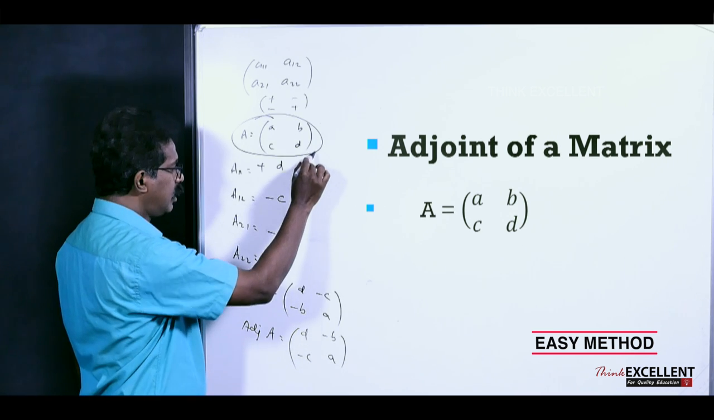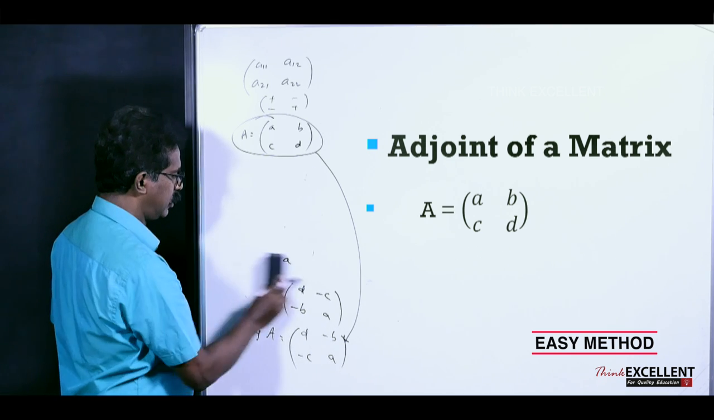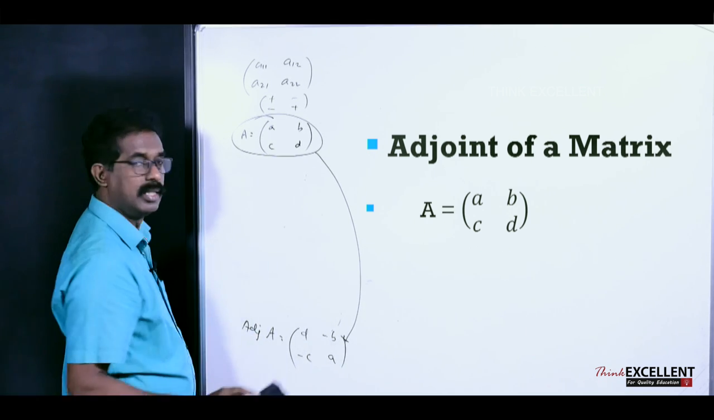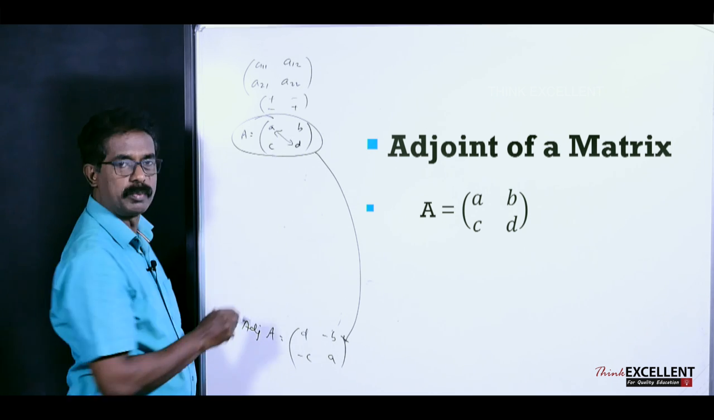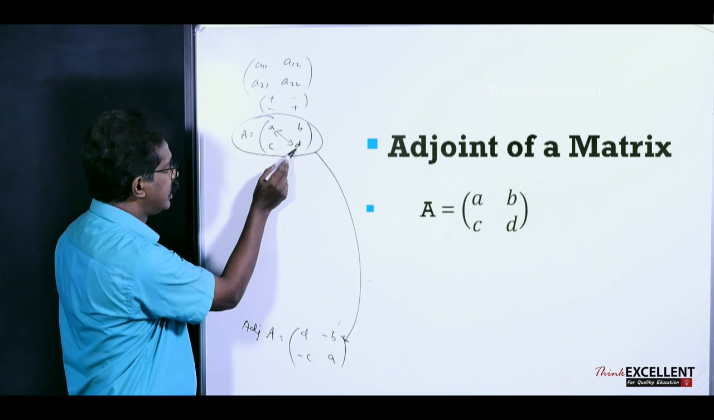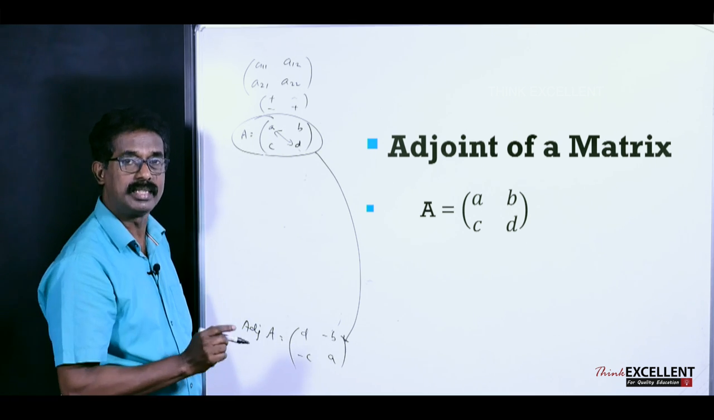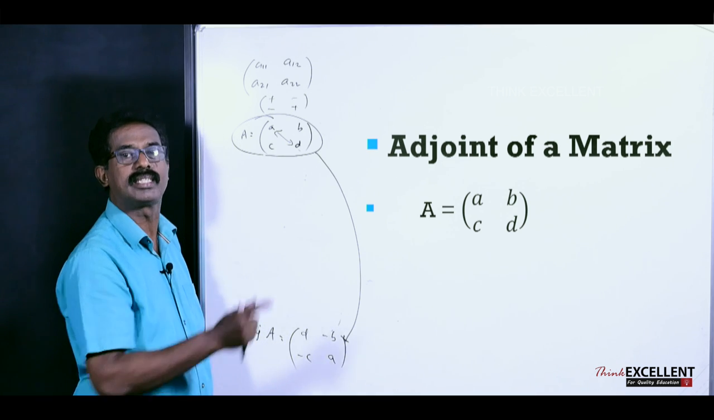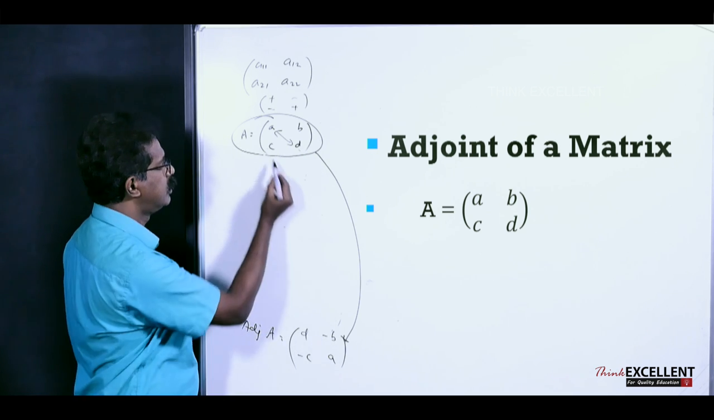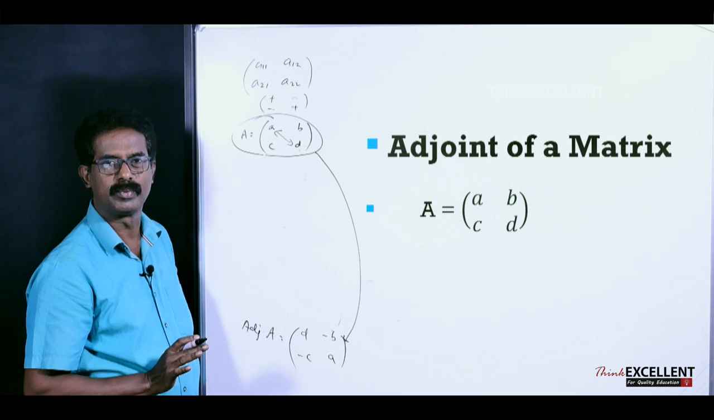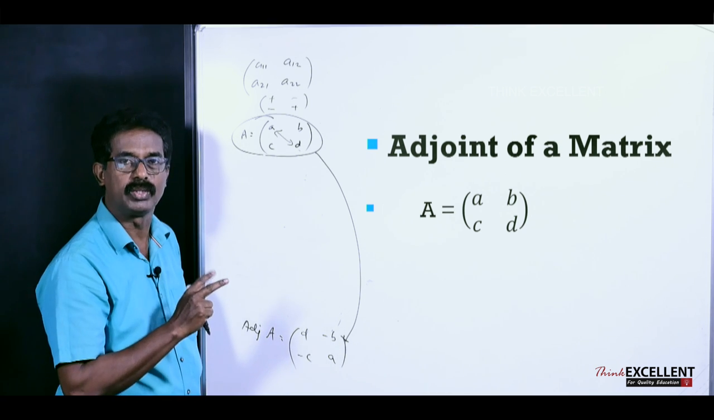What is the adjoint of A? In a single step you can do this. Just two changes you make. What are the changes? Principal diagonal interchange. This is the principal diagonal, right? Interchange A, D; you write D, A. That is the first change. Second change, for the other two elements, you change the sign. Here B is there, write minus B. C is there, write minus C. That's all, in a single step. Principal diagonal interchange, and for the other two elements, you change the sign.